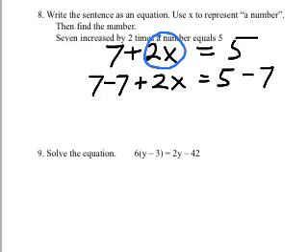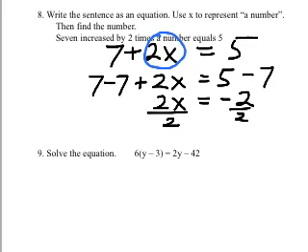Okay, so 7 minus 7, 0. Gives us 2x equals 5 plus a negative 7 is a negative 2. Now we can divide both sides by 2. Divide by 2, divide by 2. The 2's cancel. This one gives us a negative 1. So x equals a negative 1. So negative 2 divided by 2 is a negative 1.